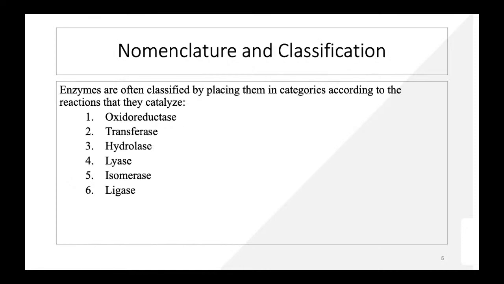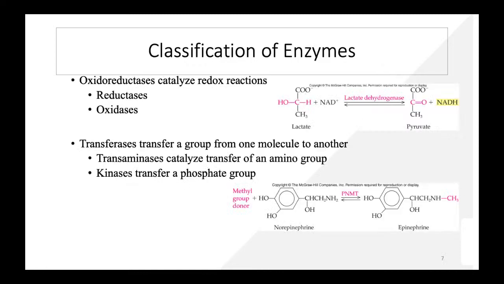So let's start. These are the six enzyme categories we have discussed: oxidoreductase, transferase, hydrolase, lyase, isomerase and ligase. Oxidoreductases, as we know, catalyze redox reactions, that is, reductases and oxidases. So they have lactate with NAD plus and pyruvate with NADH. So there is lactate dehydrogenase and these reactions.